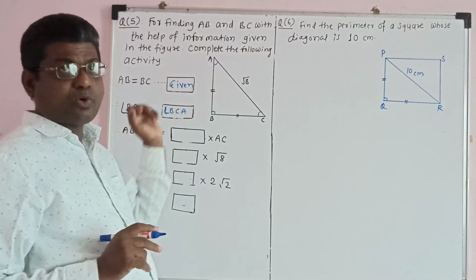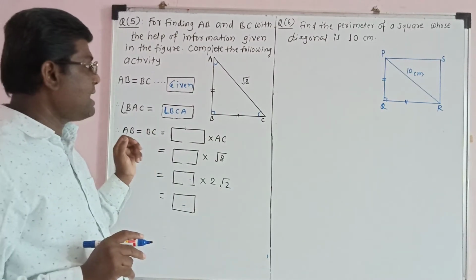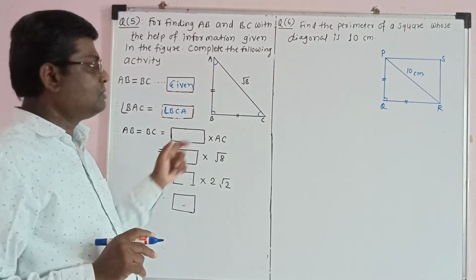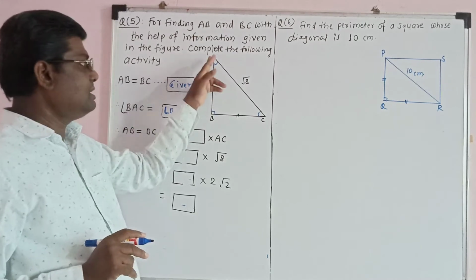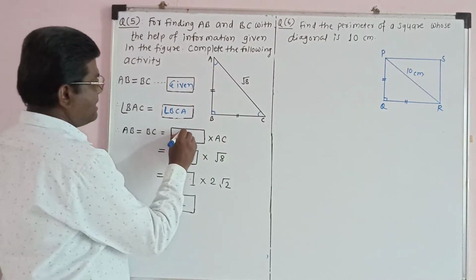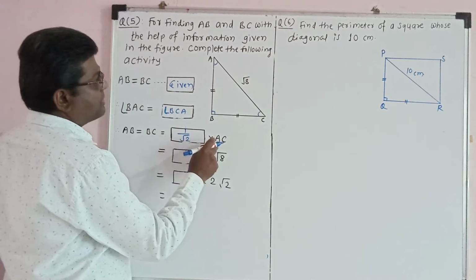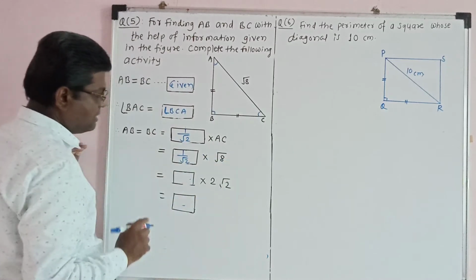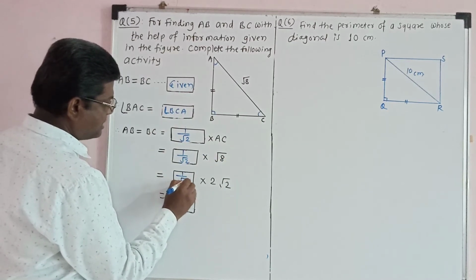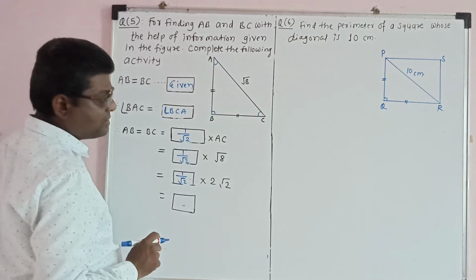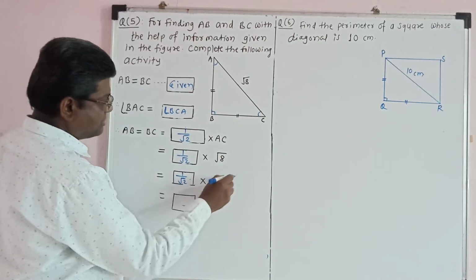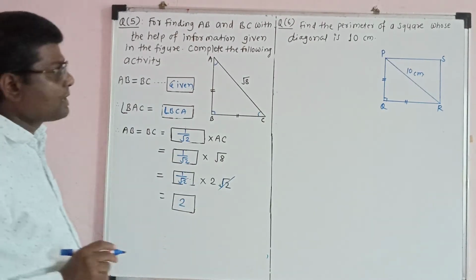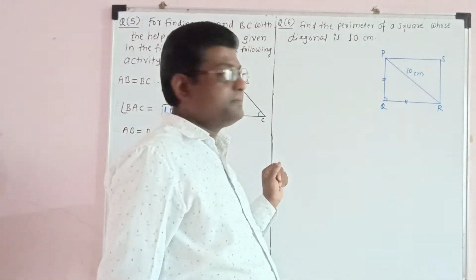Now this triangle is a 45-45-90 degree triangle, and the equal sides AB and BC are equal to 1 upon root 2 times the hypotenuse. Therefore, here we write 1 upon root 2 into hypotenuse AC. So 1 upon root 2 and AC is root 8. Therefore, 1 upon root 2 into root 8 can be written as 2 root 2 upon root 2. This root 2 will get cancelled. So what will remain here? 2. Now example number 6.